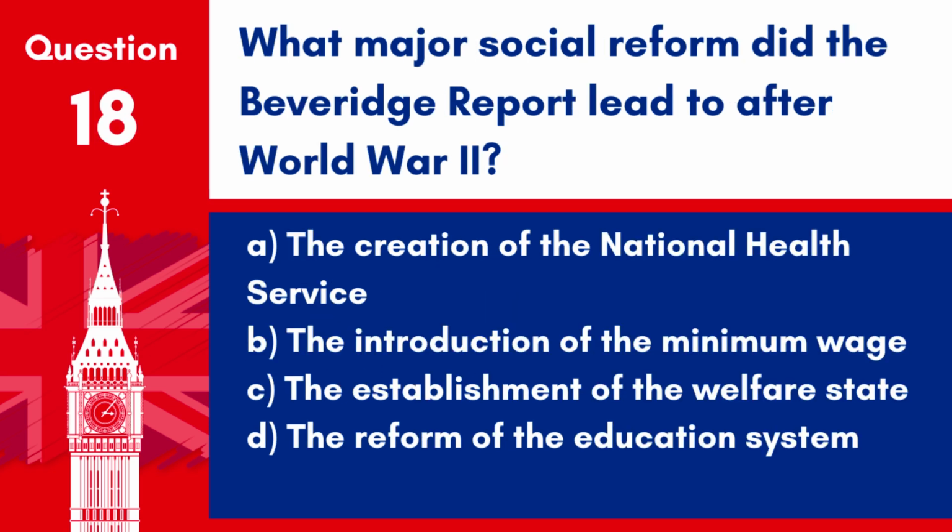Question 18. What major social reform did the Beveridge Report lead to after World War I? A. The creation of the National Health Service. B. The introduction of the minimum wage. C. The establishment of the welfare state. D. The reform of the education system. Answer: C. The establishment of the welfare state. The Beveridge Report led to the establishment of the welfare state after World War II.